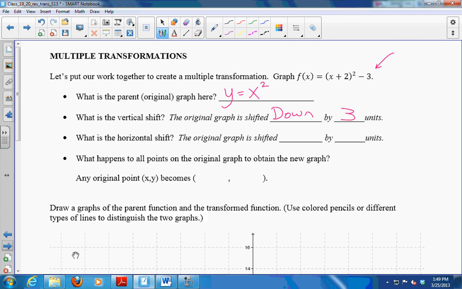Okay. What's my horizontal shift? Left 2 units. Yeah, the stuff that's inside that's changing the x is this plus 2. That's how I'm changing x. Because it's positive, I know I'm going to shift left 2 units. So all the points on the graph, an original x, y is going to go down 3, which means I have to subtract 3 from my y coordinate, and left 2, which means subtract 2 from my x coordinate. So any point on the graph is going to go left 2, down 3, which means subtract 2 from x, subtract 3 from y.